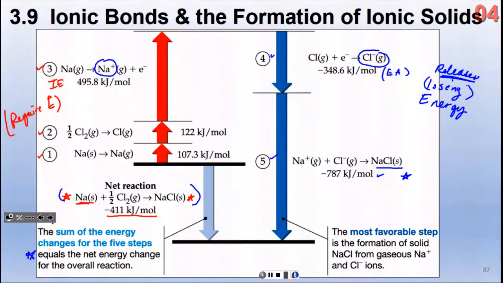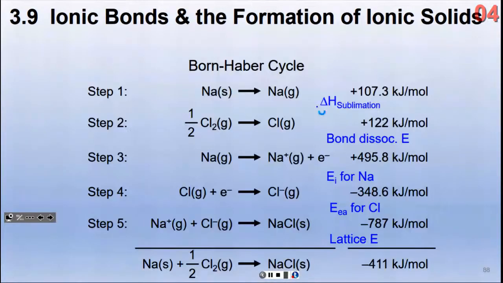It's there, but let's look at it just from a mathematical standpoint for a minute. So the first step was a sublimation step, where you get the sodium going into a gas. The second step was breaking apart chlorine molecules to make chlorine atoms. And step 3 was the ionization energy for sodium. And the 4th step was electron affinity. And the last step is something called lattice energy.